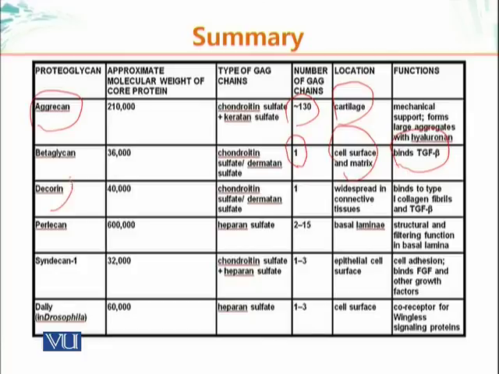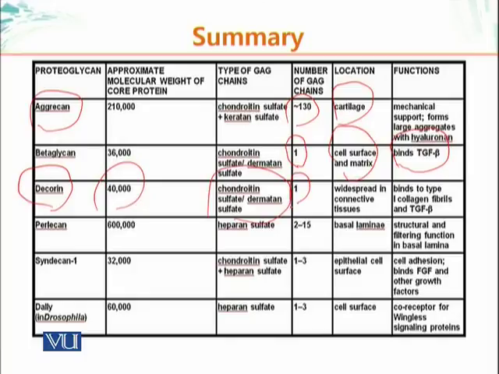Decorin, we said, is called decorin because it decorates, because it binds a certain type of collagen. To be more specific, type 1 collagen. The approximate molecular weight of the core protein is 40,000, and the GAGs are chondroitin sulfate and dermatan sulfate. The number of GAG chains is 1.